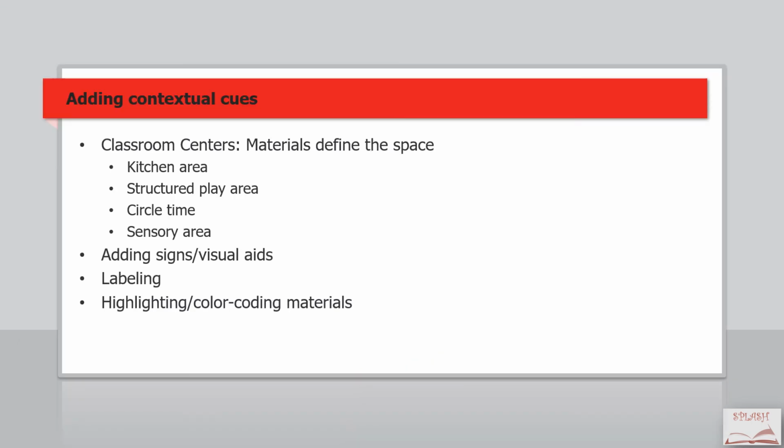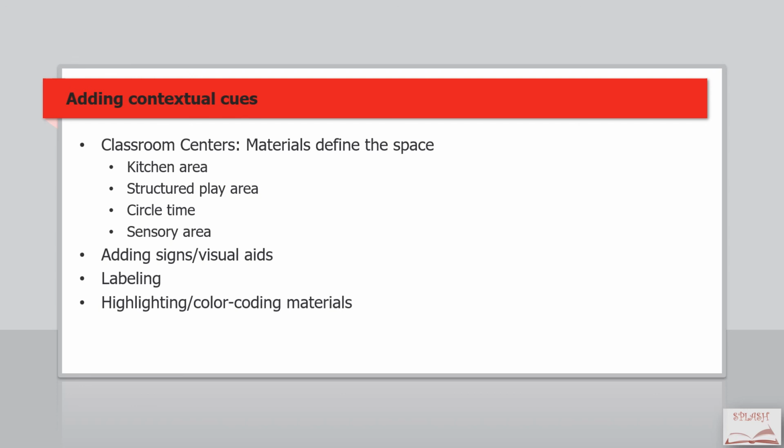Once the spaces have been developed, the last step is to add contextual cues to provide information about what will take place in each area. You may help provide cues by using materials to define the space. For example, the appliances and furniture help define what takes place in the kitchen area. The toys define the play activity in the structured play area. The circle time rug, the bulletin board, or smartboard activities help define circle time area.